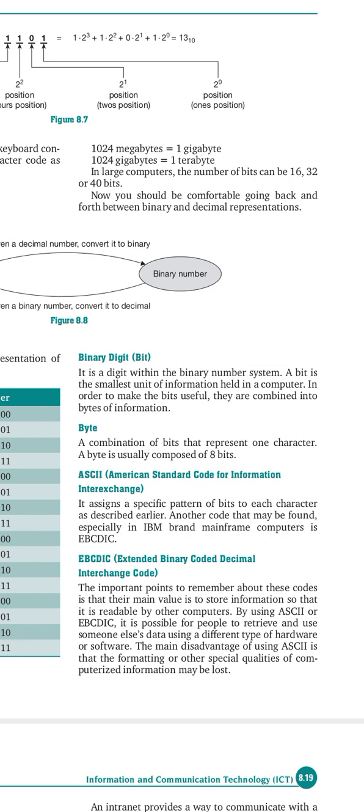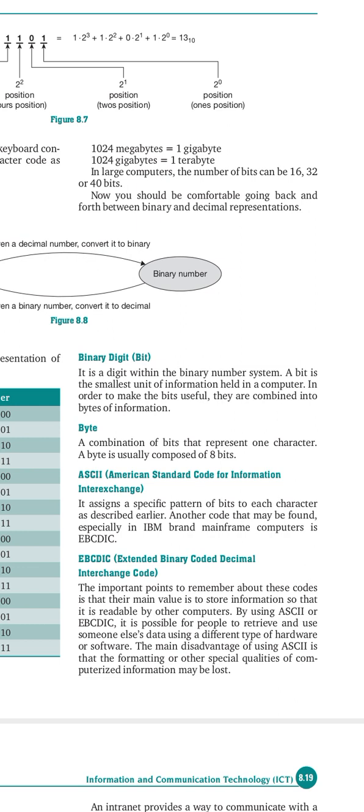ASCII, American Standard Code for Information Interchange. It assigns a specific pattern of bits to each character as described earlier. Another code that may be found, especially in IBM brand mainframe computers, is EBCDIC, Extended Binary Coded Decimal Interchange Code.